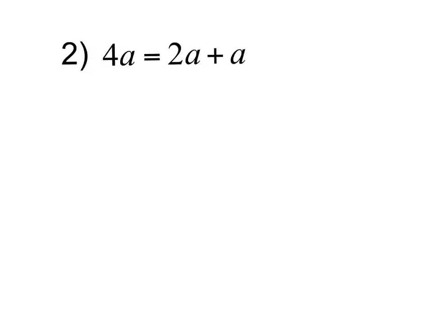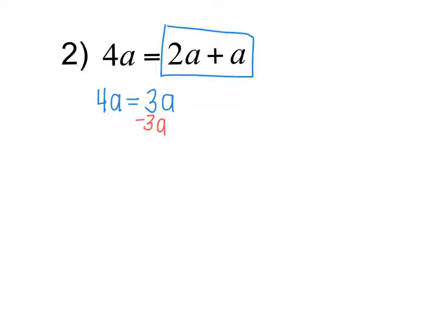All right, here we have lots of a's. On the right, we have to put these a's together, combine like terms. We're going to get 4a equals 2a plus 1a is 3a. But now we have to put the a's on the same side of the equal sign. So I'll subtract 3a from both sides. On the right, 3a minus 3a goes away, leaving me with 0. On the left, 4a minus 3a is just 1a. And again, I have my answer, a equals 0.